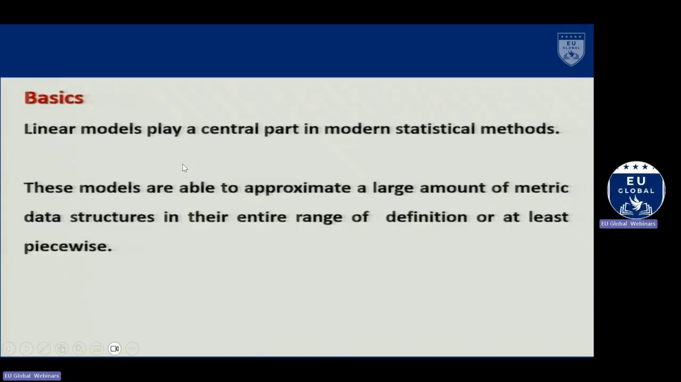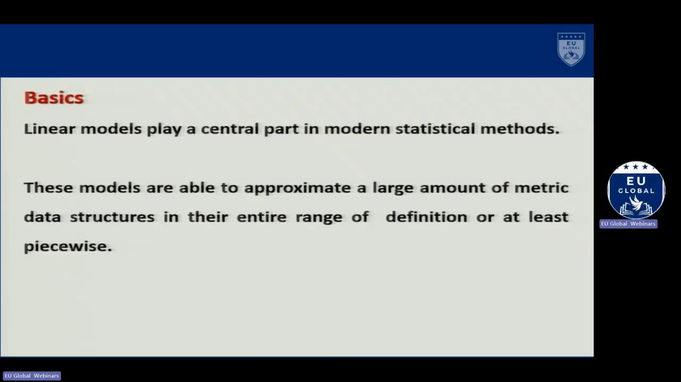So let's start with the session. Basically, what is a linear model? A linear model plays a very important part in modern statistical methods. In this, we are going to use a model to approximate a large amount of metric data structure in their entire range of definition, or at least piecewise. We use different terminology, and we have to understand why we use the word regression. In regression, our ultimate goal is to find a model. We have to see whether the model is good or bad, whether the model is dependable or not dependable.